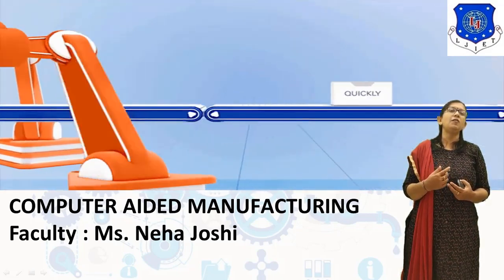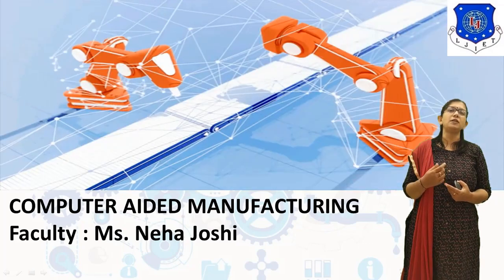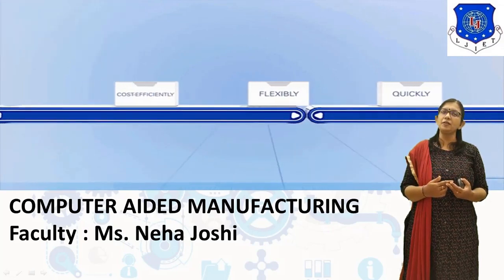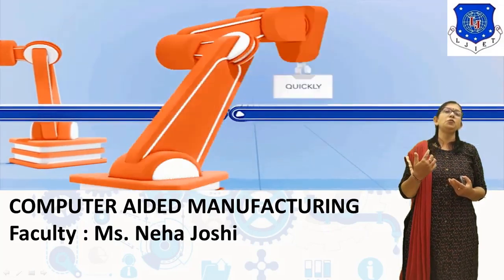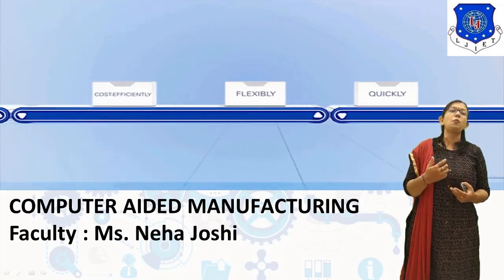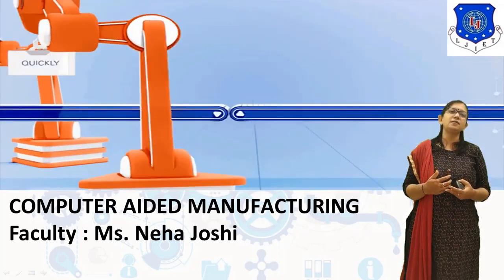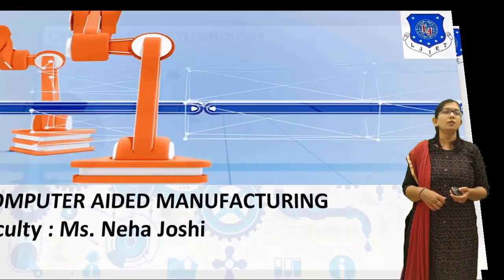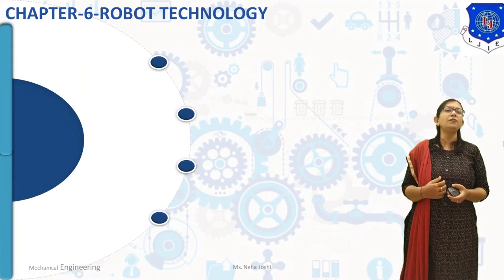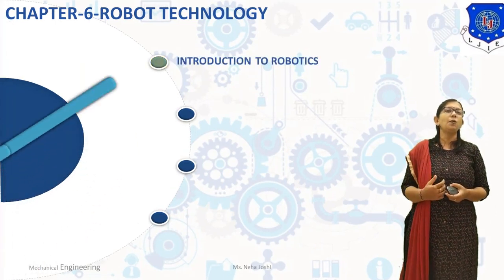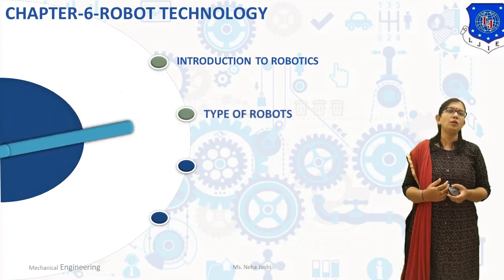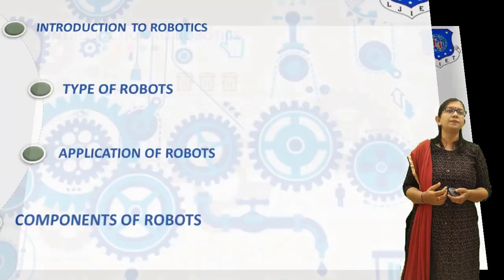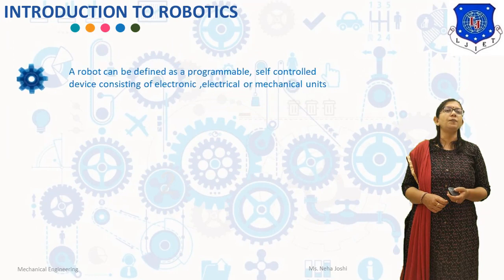In previous session we covered our fifth chapter, Flexible Manufacturing System. In that we covered different topics like what is flexible manufacturing system, types of layout which are used in flexible manufacturing system, then automated guided vehicles, ASRS system, tool management and cellular manufacturing system. In today's session, we will cover different topics like introduction to robotics, then types of robots, application of robots and components of robots. Now first of all, what is robot?